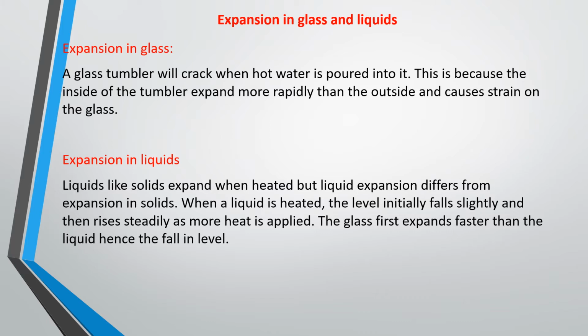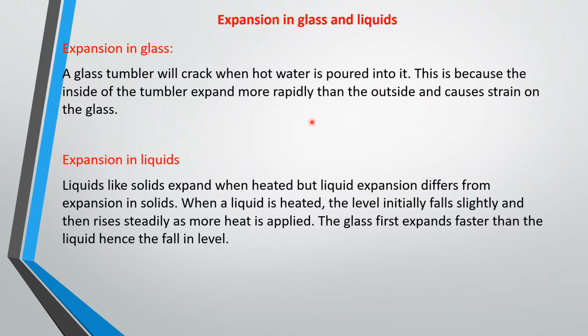Expansion in glasses. I mentioned this before that when hot water is poured into a glass, the glass will crack. And why this happens is because of the uneven expansion of the inner surface of the glass and then the outer surface. Because of this uneven expansion, the inner surface will expand more than the outside surface, and that is what will make the tumbler crack, because glass is a poor conductor of heat. So this is just basically the explanation that is here. I want you to take note of that.